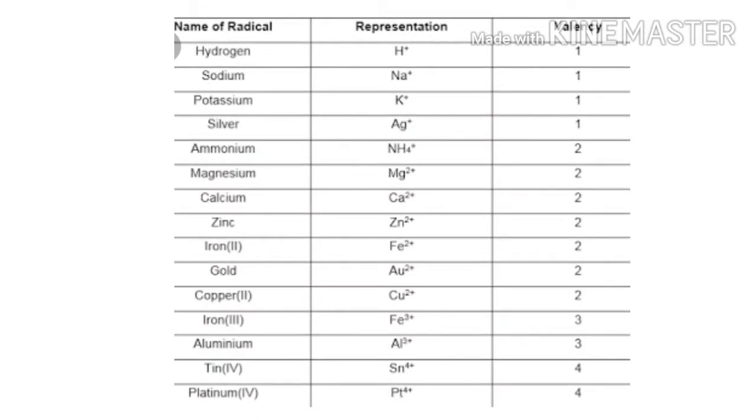The table shows the various radicals, which are positive radicals, with their valency. Hydrogen, sodium, potassium, silver have the valency 1. Ammonium, magnesium, calcium, zinc, iron, gold, copper possess the valency 2. Aluminium and iron possess valency 3. Tin and platinum have the valency 4. We can observe in the table, at the right side of the top corner, there are charges. These charges show their valency number.